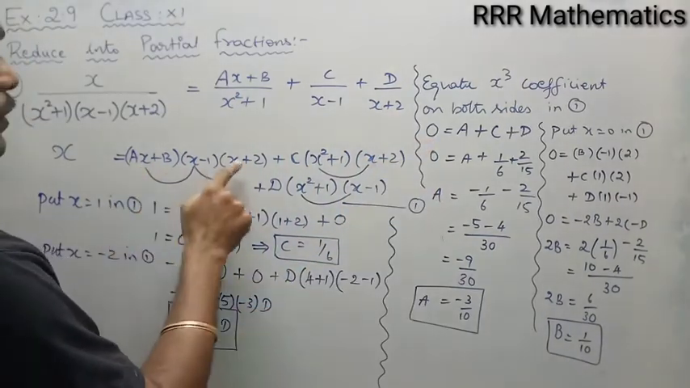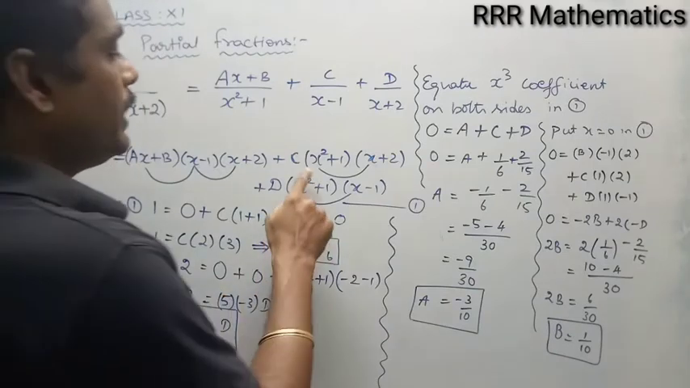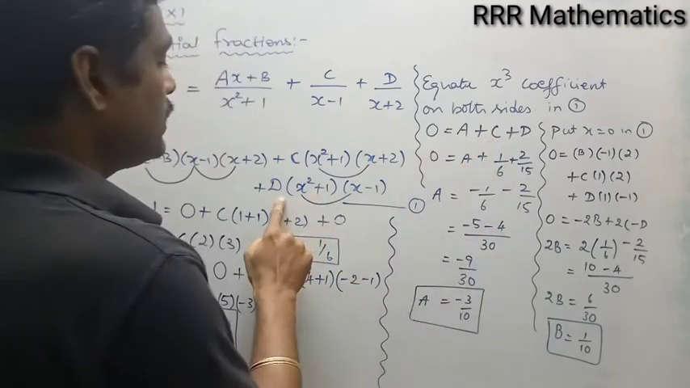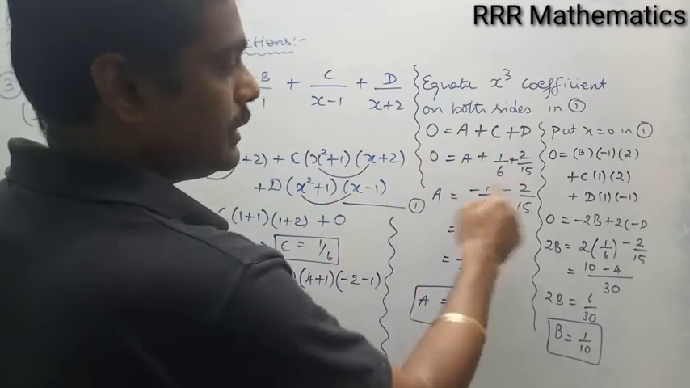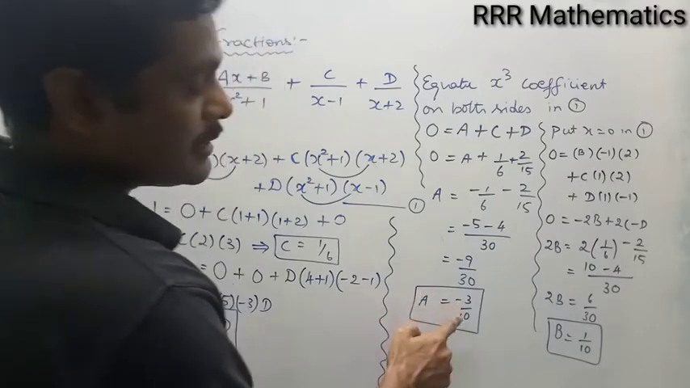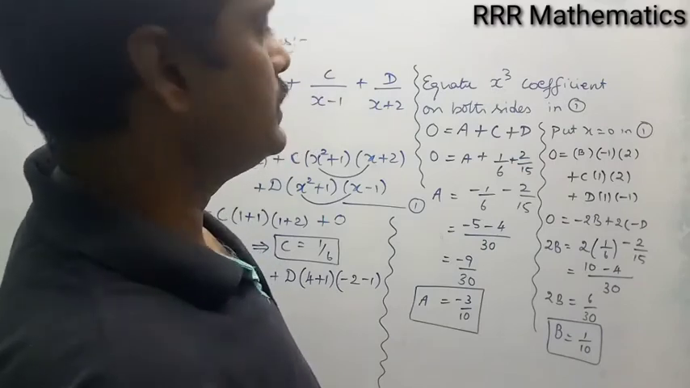Here the first term product gives a x cube, so a will come as the coefficient of x cube, and the second term product gives c x cube, so the coefficient of x cube is c. Similarly d x cube, d. Replace c and d. When you take the LCM and simplify, finally we get the value of a as minus 3 by 10.